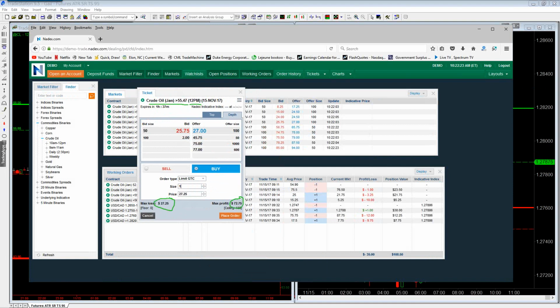But what if you say, no, I think it will go below 55.47 by noon? Do you have to close this ticket and open another one? No, you can just select it here. And again, it's going to tell you your maximum loss is 72.75. Maximum profit is 27.25. Does everybody understand that?